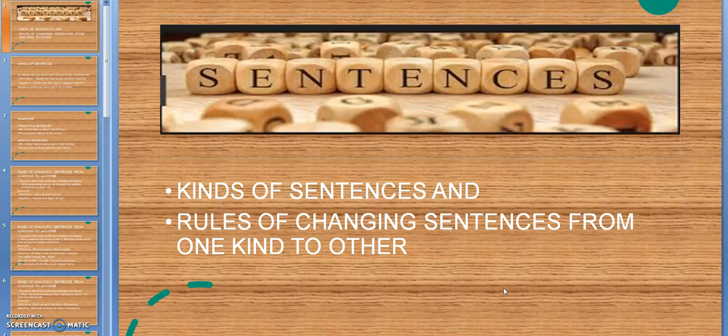Now today we are further moving down and we are going to study the rules that we need to follow when we change one kind of sentence to the other. So, let's begin.